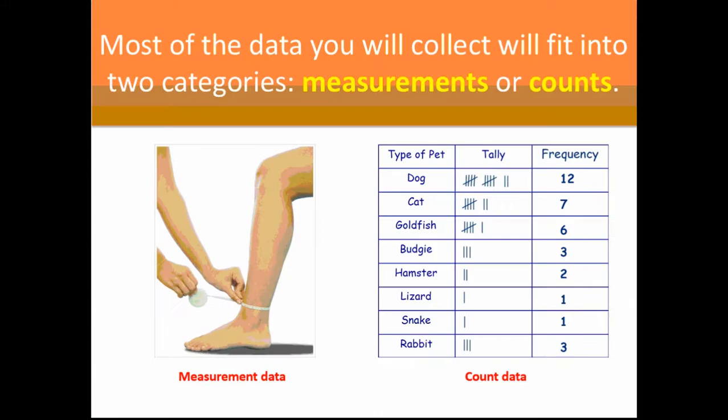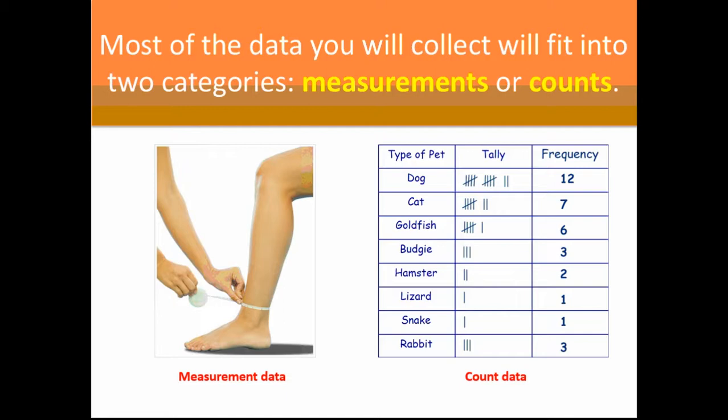Now, most of the data that we're going to collect are going to fit into 2 categories. They're either going to be measurements or they're going to be counts. Our data are 99% measurements, meaning that they've got a unit associated with them.